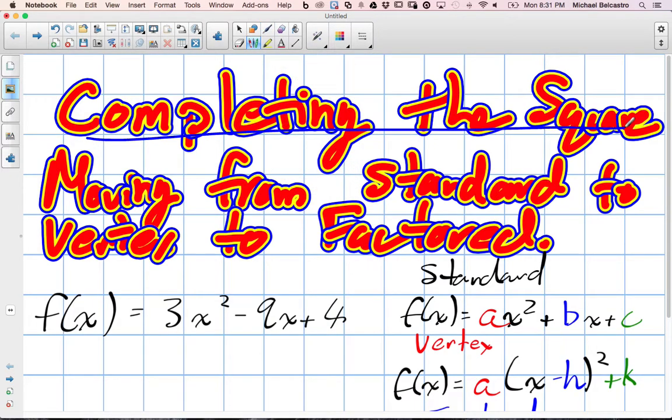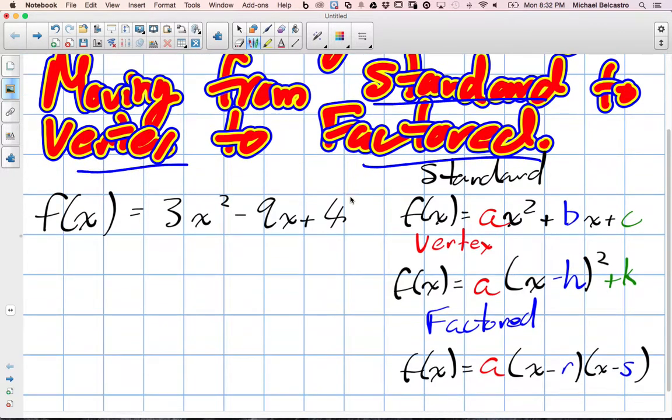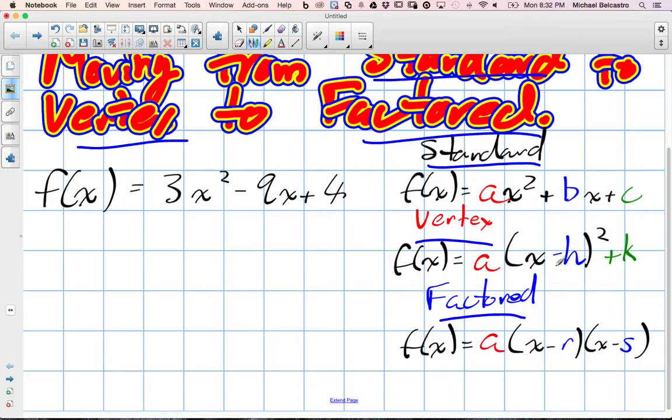So we're going to use completing the square to move from the standard form to vertex and to factor form all in one process here. Okay, so we have our standard, vertex, and factor forms, and they're written with their unknowns or their variables in them.